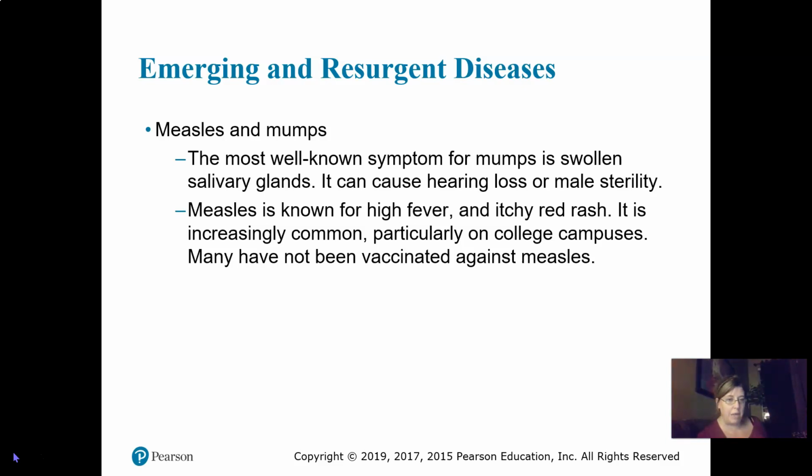So just because it's not happening, does it mean that the threat is gone? It means that the vaccines are working, but now people are believing that we don't really need the vaccines and they're more harmful. So we're seeing a resurgence of some of these things.